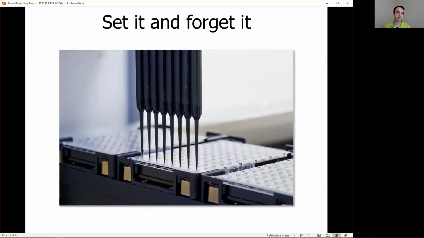And all of this is automation compatible too, because Stunner talks to robots, so you can simply set it up with your automation system and forget about loading and pipetting and measuring all of your samples.